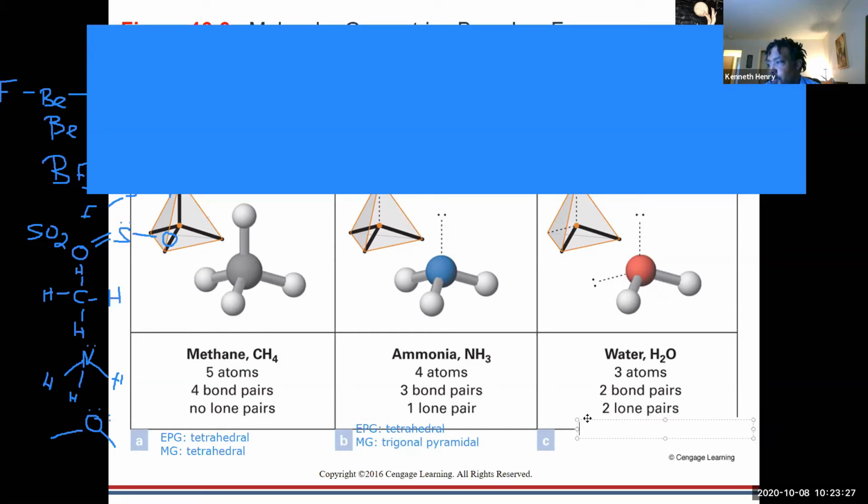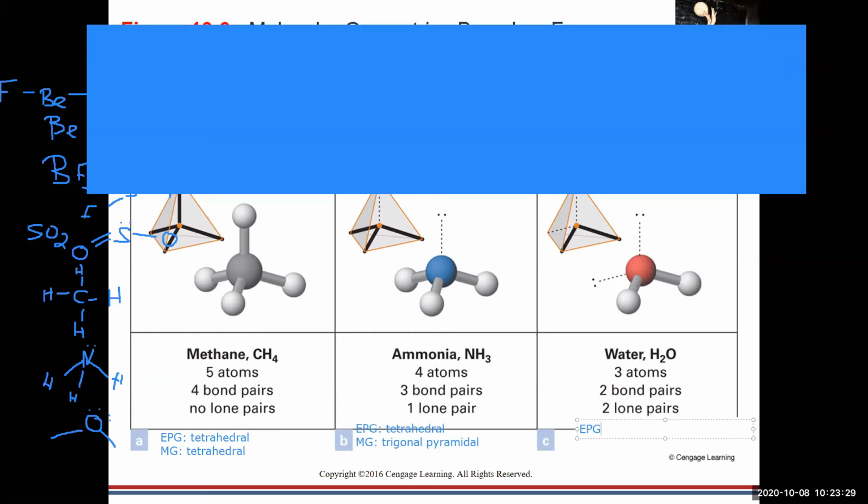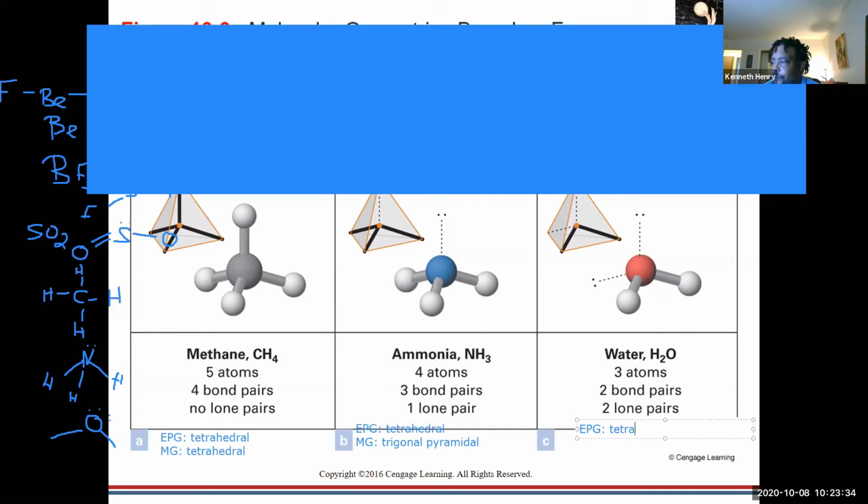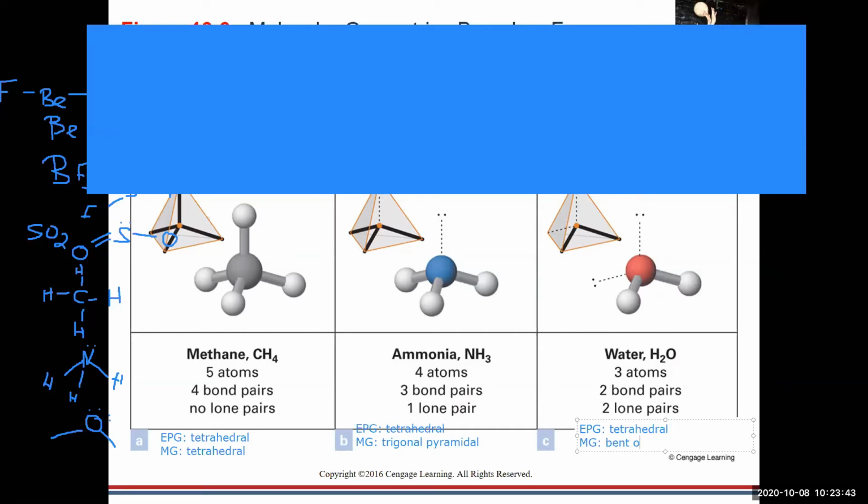And then in the case of water, the EPG is tetrahedral. And its molecular geometry? Bent, or angular. Okay.